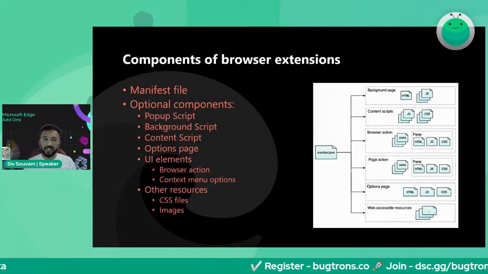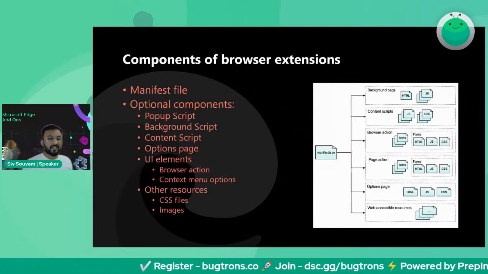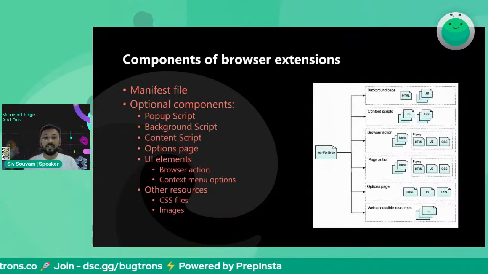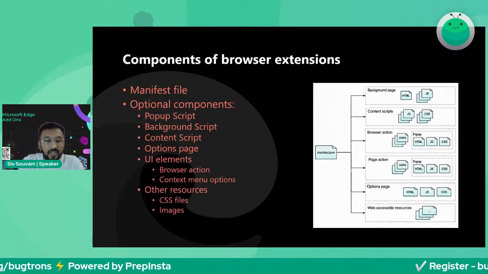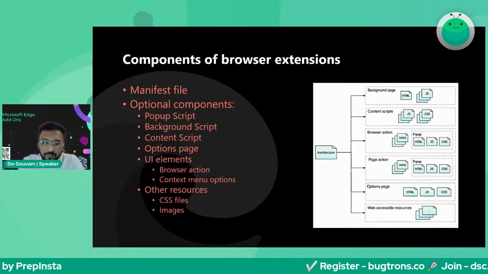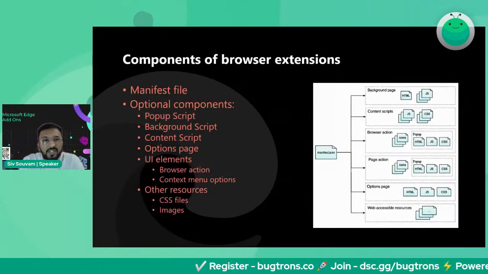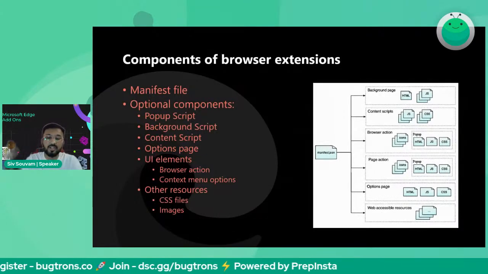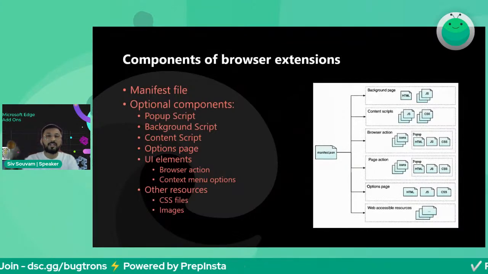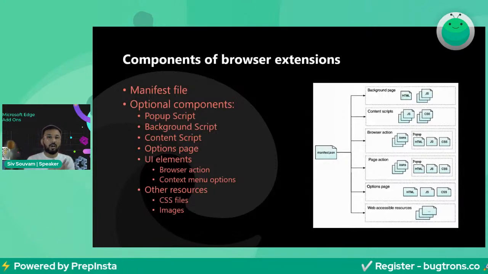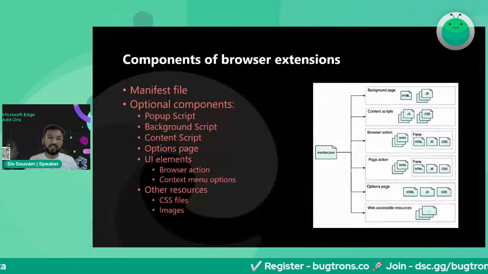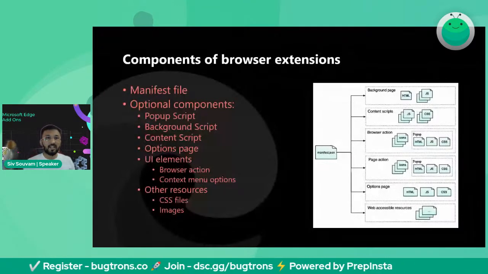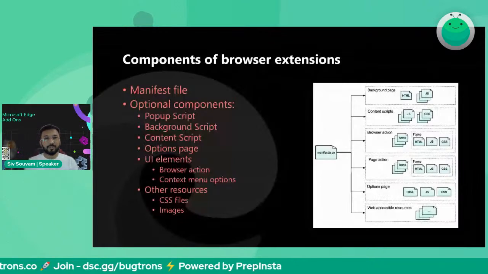So I'll start with the manifest file. The manifest file is a must-have thing when you build a Chromium extension. It's a JSON file which contains configurations, properties, and information about the extension you are making. So you can say it's the heart of your extension. All the details of your extension are mentioned in the manifest file.